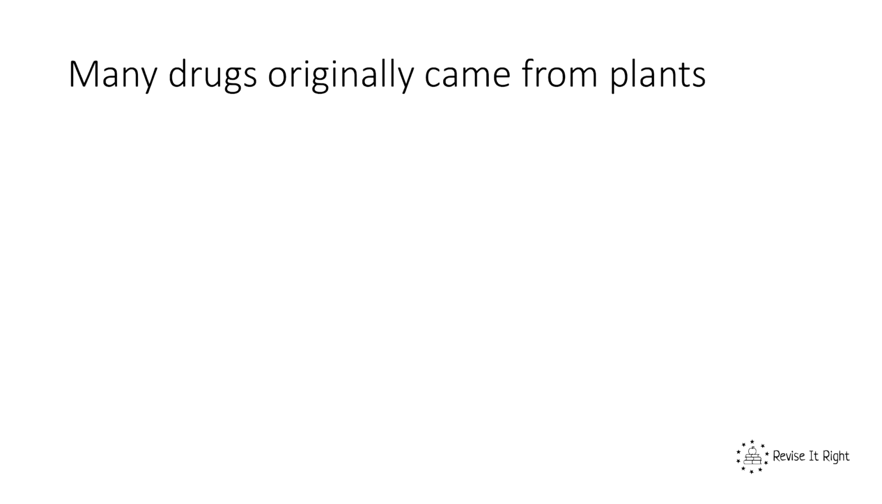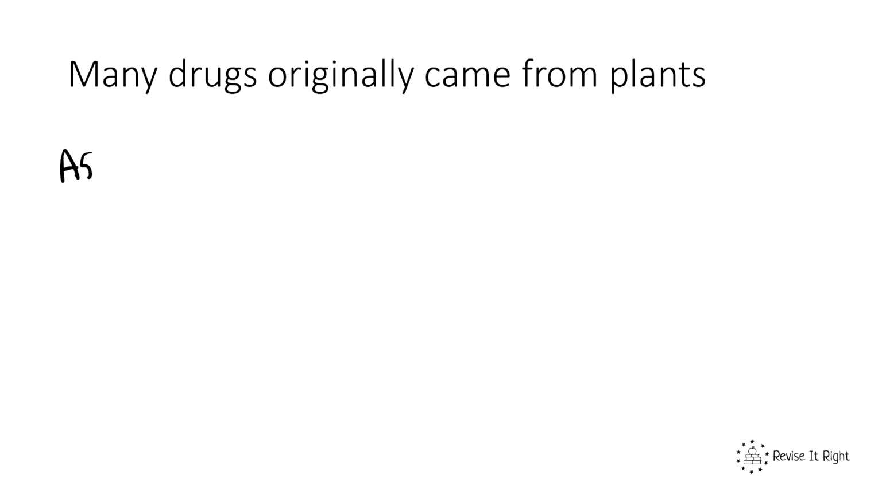Now many drugs originally came from plants, okay, and we're going to look at some examples of these in a second, but plants produce a variety of chemicals that defend themselves against pests and pathogens. Now some of these chemicals we can use to our advantage, and we can extract them from the plant and place them into drugs to treat human diseases or to relieve symptoms. And a lot of our current medicines have come from plants.